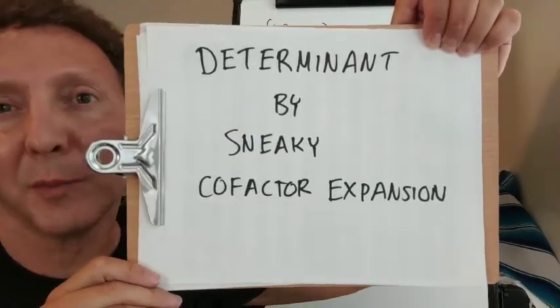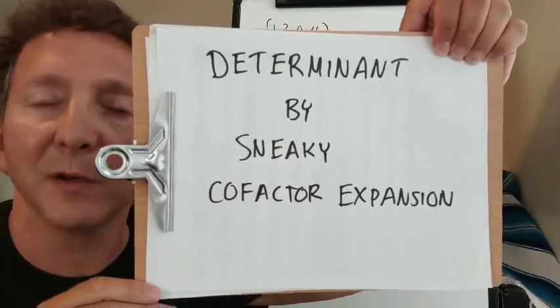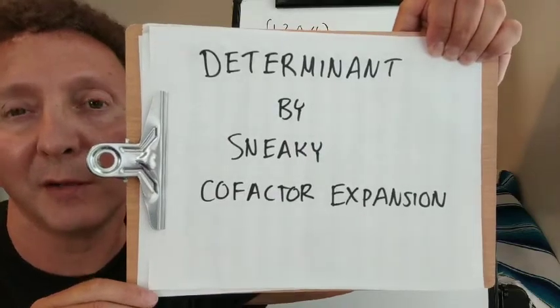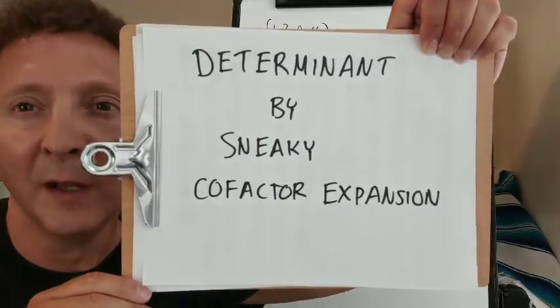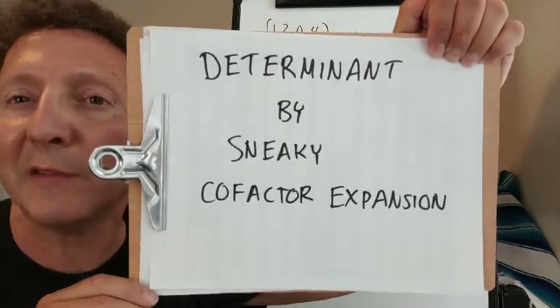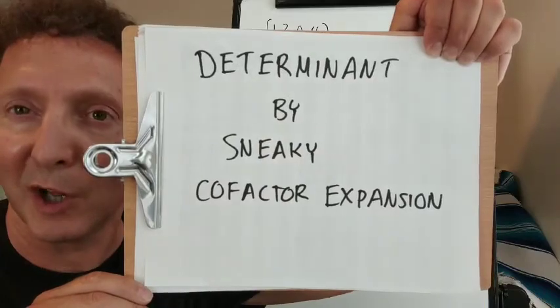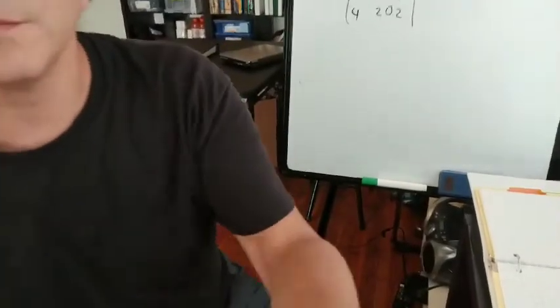Earlier we talked about computing the determinant of a large matrix, and by large I mean 4 by 4 or bigger, by expanding on the first row or the first column and then reducing the problem to knowing 3 by 3 determinants. Sometimes it's convenient to do something even sneakier than that and expand on a different row or a different column, not necessarily the first.